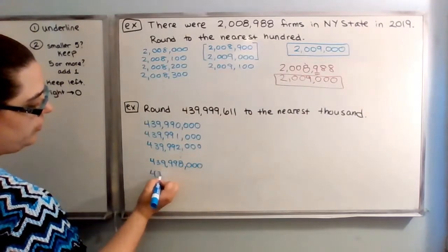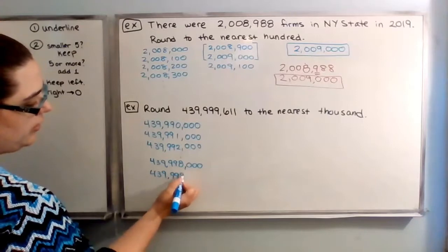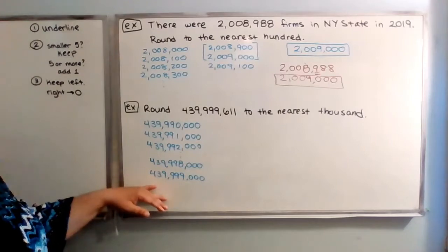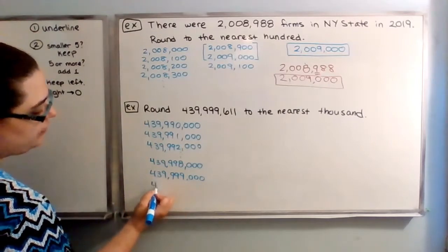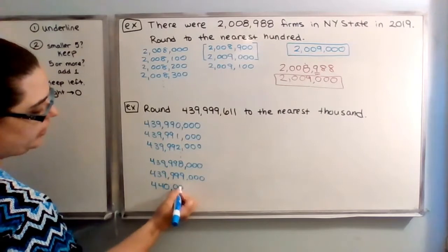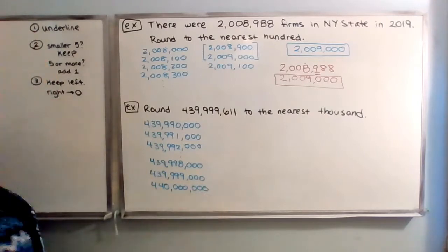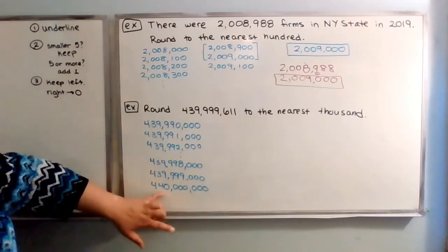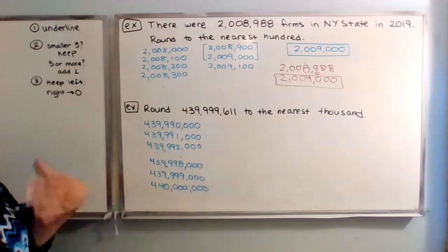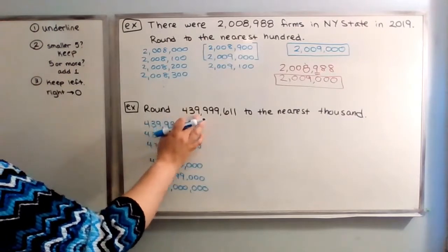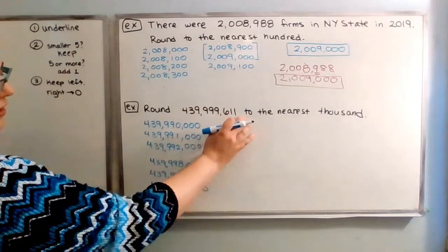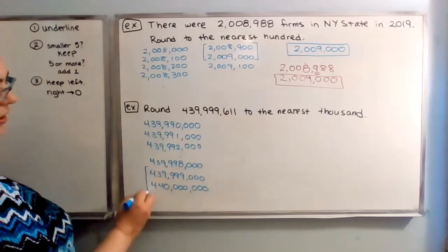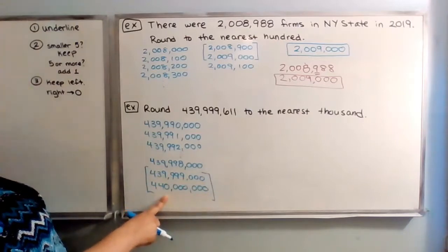Then I have 439,999,000. And if I have 439,999,000, the next thousand after that is going to be 440 million, because all these nines mean that we're going to end up going up to the next 10 million. So when I look at this number, 439,999,611, here's our 999,000. So this is our low end, and 440 million is going to be on the upper end.